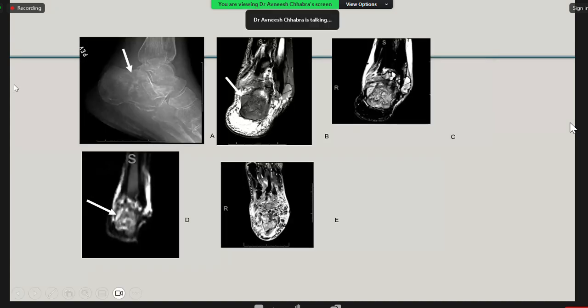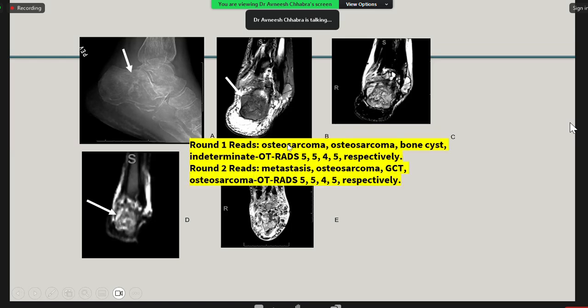Here's another one where there is destruction of the calcaneus, and again a lesion which is coming out of the bone, heterogeneous, and has areas of restriction, bright on DWI. So it's a bad lesion. Initially, people said osteo, bone cyst. One said one couldn't tell what it is, and they had 5, 5, 4, 5. So you can see here they said bone cyst, but they put 4, which is correct.